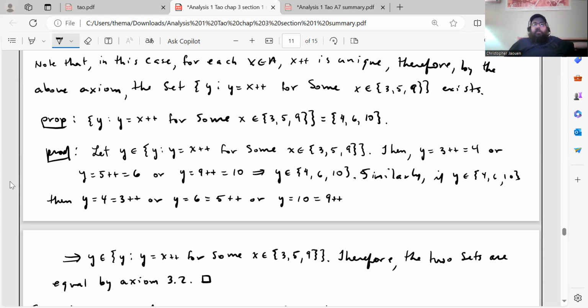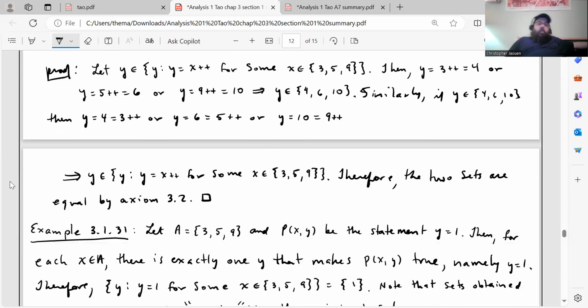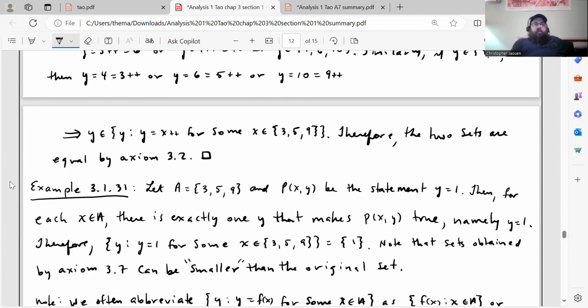Similarly, if Y is an element of the set on the right, then Y equals 4, which is the successor of 3, or Y is 6, which is the successor of 5, or Y is 10, which is the successor of 9. Therefore, Y is an element of the set on the left. Therefore, the two sets are equal by axiom 3.2.